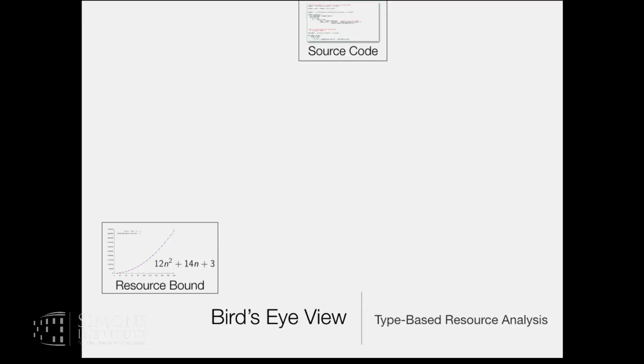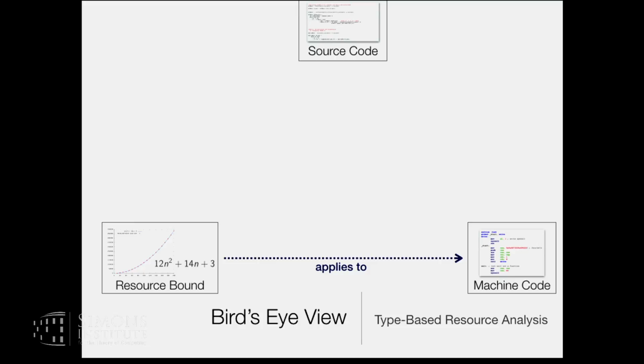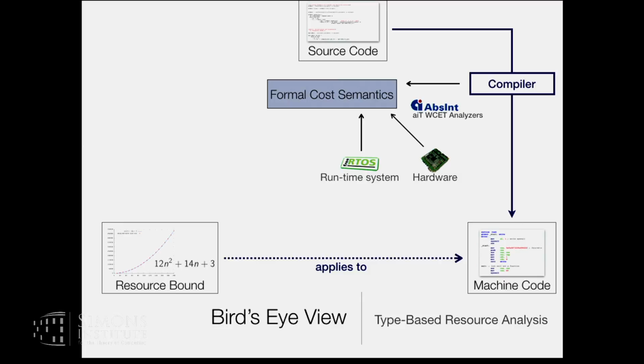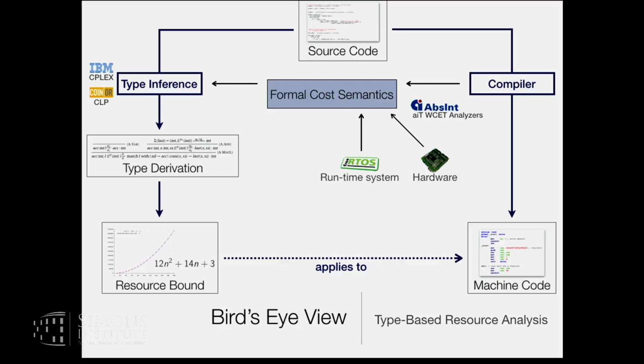Okay, so really quickly, here's what we want to do. We start with some source code. We want to get a symbolic resource bound, a formula that depends on the input sizes, but we have to take into account the compiler and the runtime system. We do that by defining a formal cost semantics of the program at the high level. We then do our automatic analysis, and interestingly, it is a type-based analysis. So we do some type inference, and I'll explain that. We get a type derivation, and this type derivation can be seen as a proof of the bound. And you can even attach that to your code and ship it with your code.